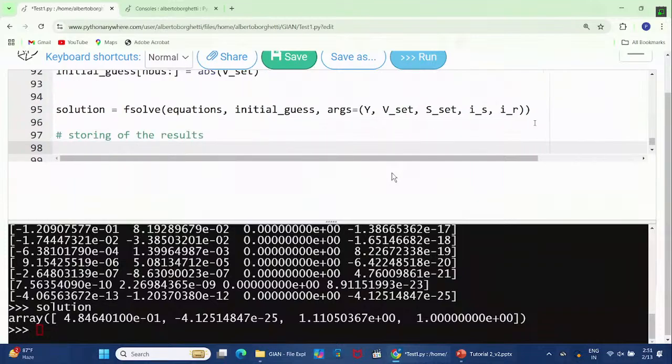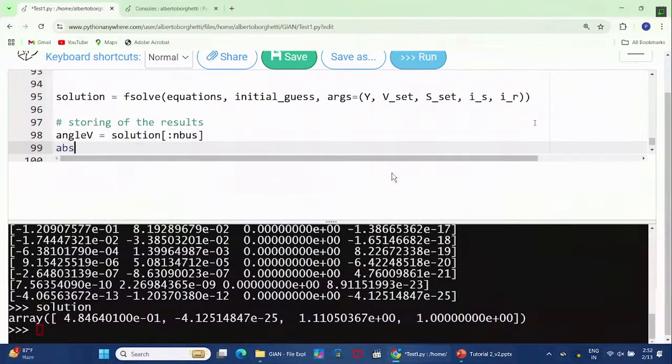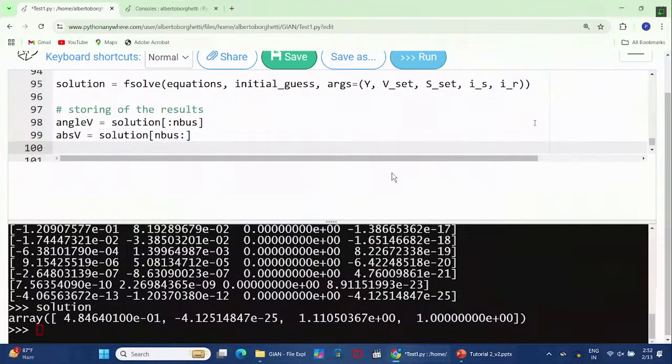And we can say that angle, V, now it is the solution, the first n_bus elements, so column and bus. And the abs of the voltage are the second part of this array, so n_solution, n_bus, and then the column, and we close. So we have stored our thing here.